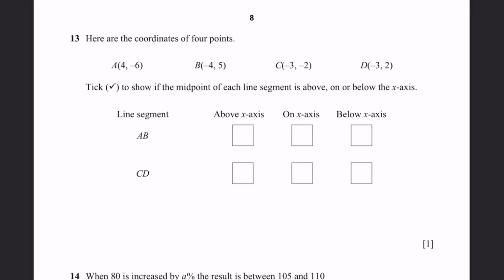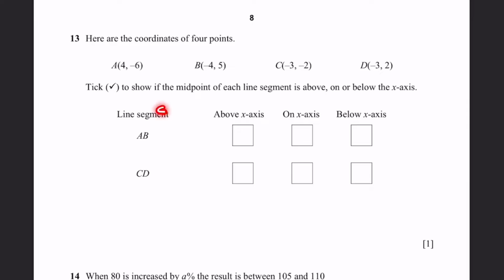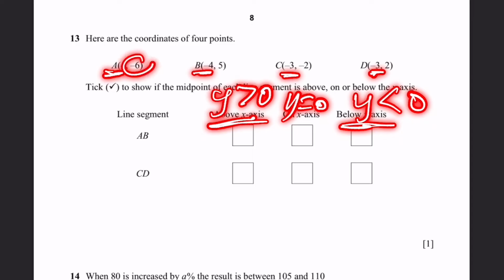Line segment AB. Before we start with the line segments and ticking the boxes, let's define the x-axis. The x-axis has all points where y is equal to 0. So the midpoint of the line segment, if it is on the x-axis, means y equals 0. Presumably, if it's above the x-axis, y is greater than 0. If it's below the x-axis, y is less than 0. So we don't care what the x value is of all the points. We only take the midpoint of the y values.